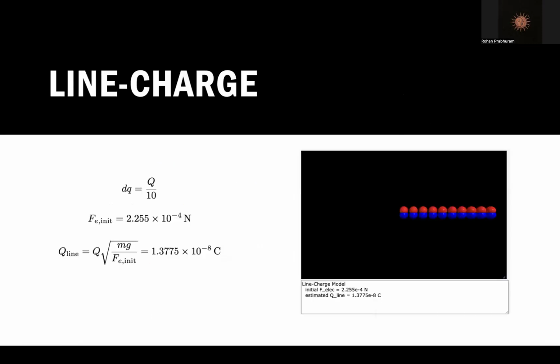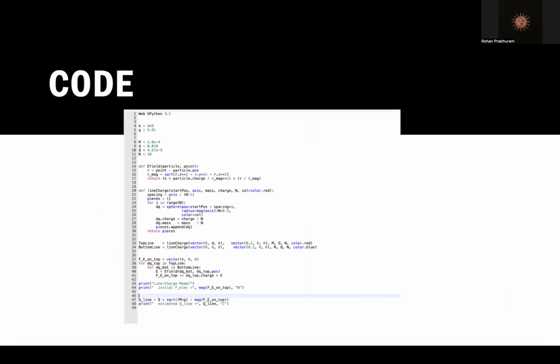In the line charge model, I split the total charge into 10 equal segments along the tape's length, and summing the pairwise Coulomb forces gives a force of 2.255 times 10 to the negative 4 newtons, when Q equals 4.67 nanocoulombs. I rescale Q so that this force equals the weight, and it gives me a value of 1.38 times 10 to the negative 8 coulombs. This is my code.